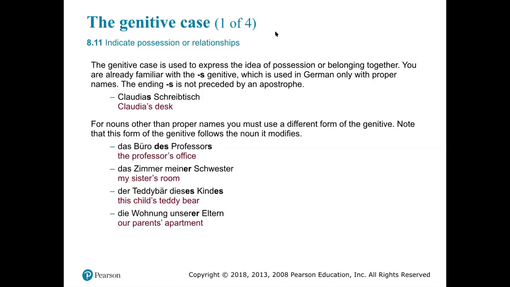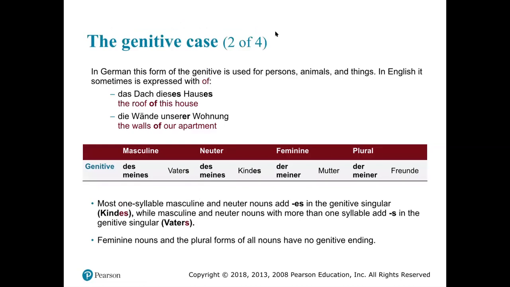Das Zimmer meiner Schwester, my sister's room. Der Teddybär dieses Kindes, this child's teddy bear. Die Wohnung unserer Eltern, our parents' apartment. And this form of the genitive is used for persons, animals, and things, and in English we sometimes would express it with of. So the roof of this house, das Dach dieses Hauses, the walls of our apartment, die Wände unserer Wohnung.